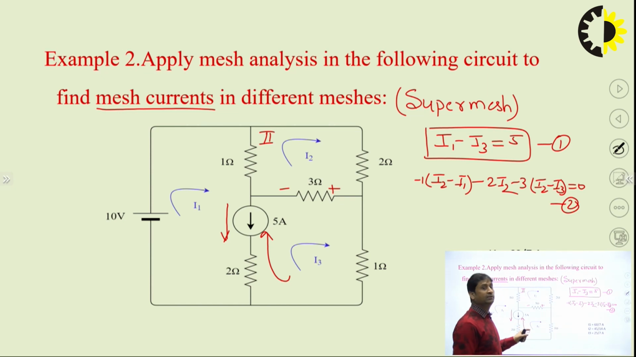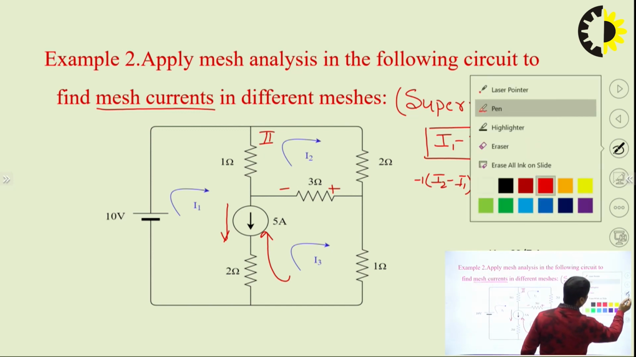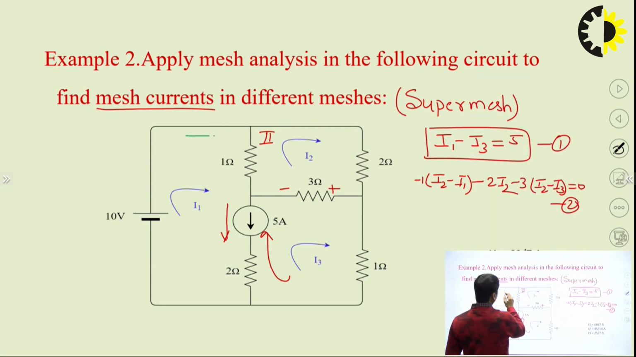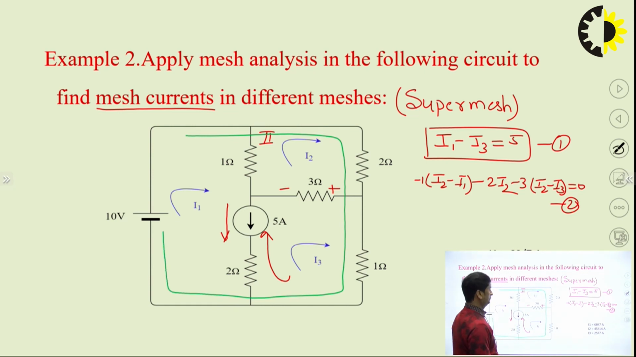There are three unknowns, I1, I2 and I3, so there will be one more equation. How will we get this one more equation? Because we have to avoid this current source, we can write the KVL for this particular bigger loop. We can't apply the KVL in this and this, and we already applied the KVL in mesh number 2. So for the third equation we will apply the KVL in this loop.